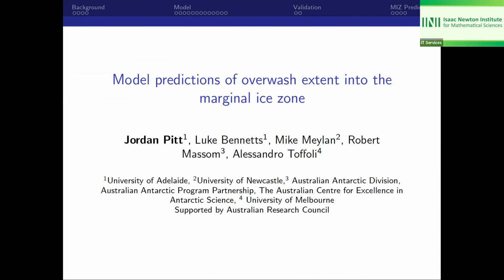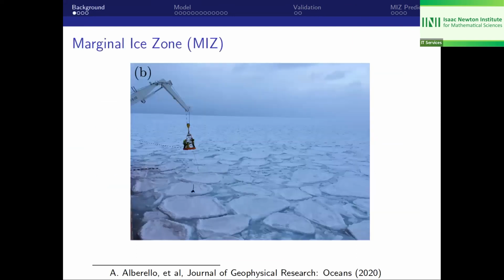Okay, so I'm Jordan Pitt from the University of Adelaide, doing these model predictions of overwash extent into the marginal ice zone, working with these great people, and I'm supported by the ARC. Okay, so we're going to the marginal ice zone. Here's what it looks like.